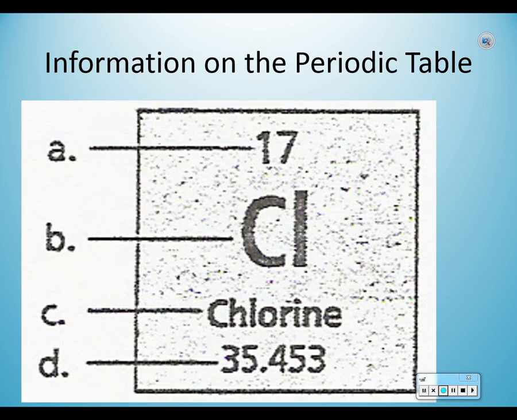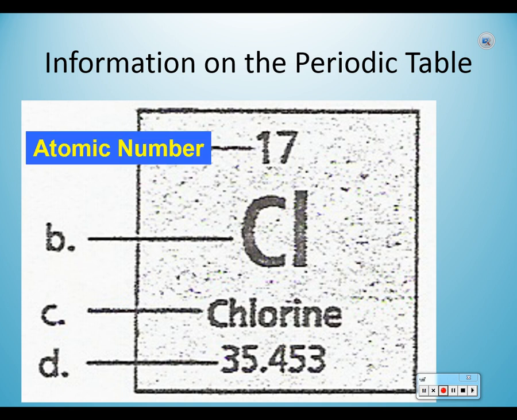Up on the board is a picture of a sample cell from a periodic table. Some of these I think we're probably pretty familiar with, right? For example, letter A tells us about the atomic number. Atomic number is important because it tells us the number of protons. Consequently, it does tell us electrons, although we'll find out as we move along that that's not always the case when we get into a little bit of bonding. So letter A is our atomic number.